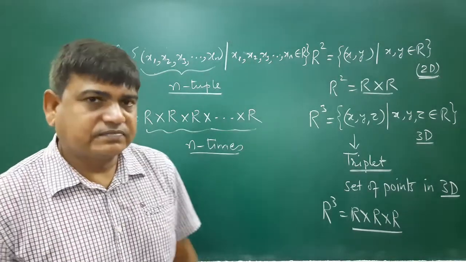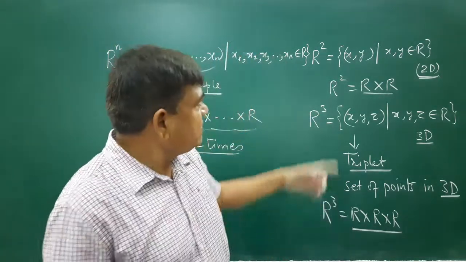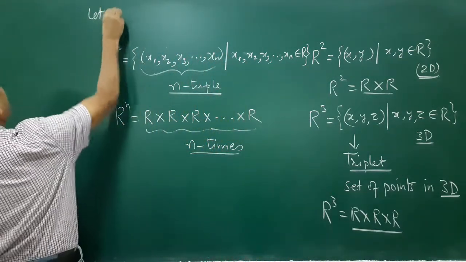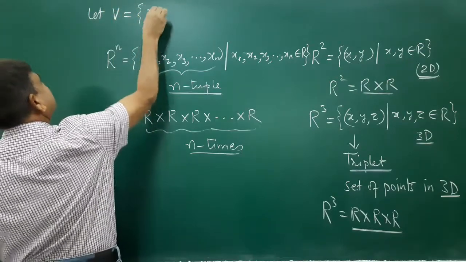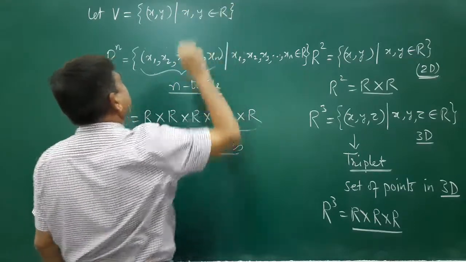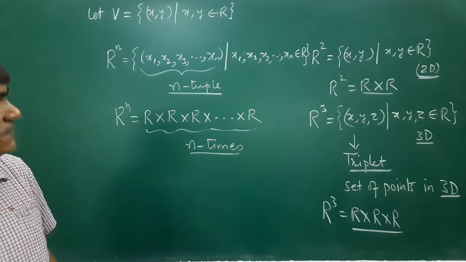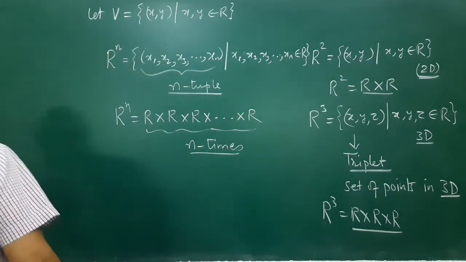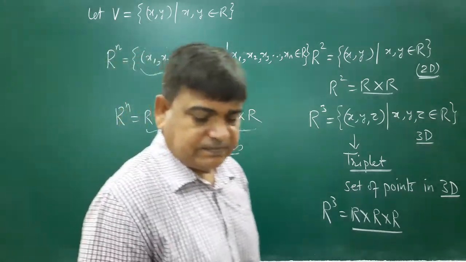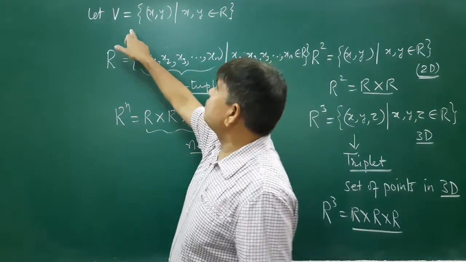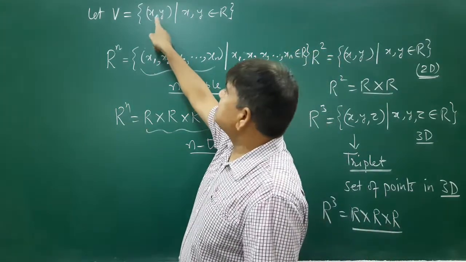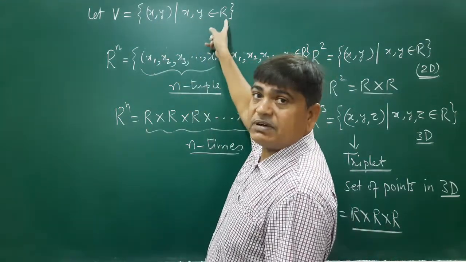Now we define the property. If I say let V, remember, V is a set. Which type of elements the set V has? In terms of ordered pair. These are the numbers, remember. X is a real number, Y is also a real number.